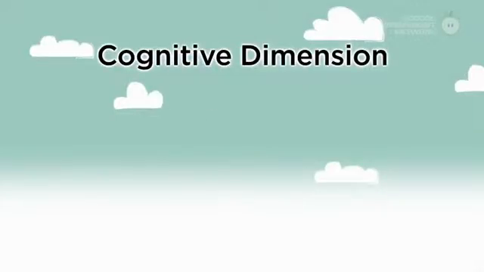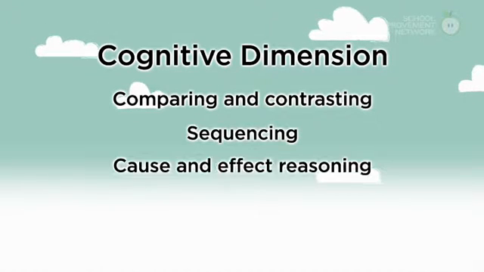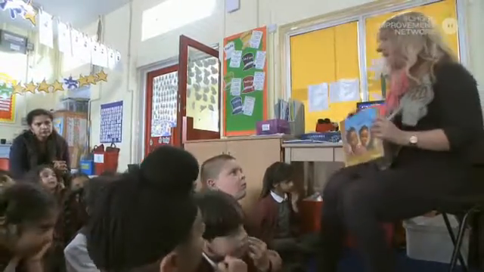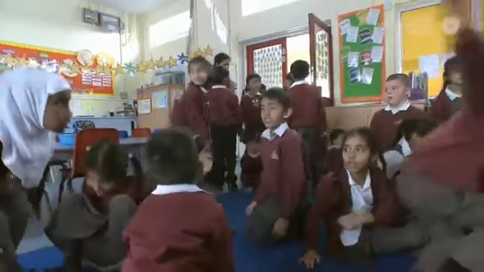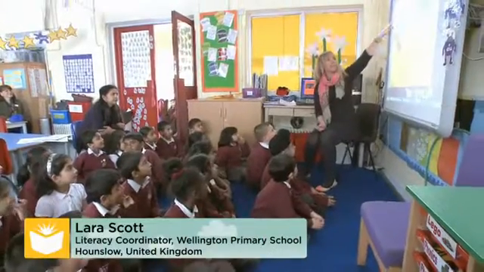The cognitive dimension includes thought processes such as comparing and contrasting, sequencing, cause and effect reasoning, and metaphor. And we're going to be comparing. Ms. Laura Scott uses thinking maps to help her Year 1 students recognize their cognitive thought patterns and apply them to a text. Today, we read the learning intention together.